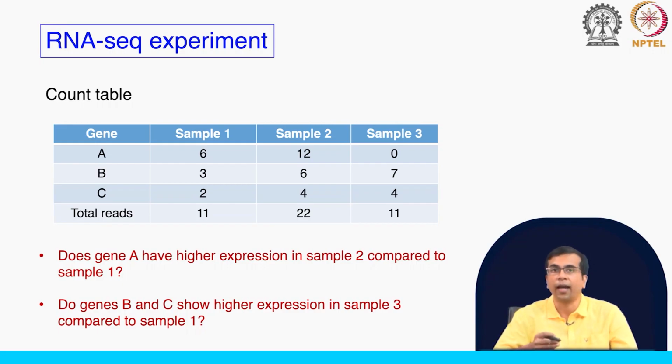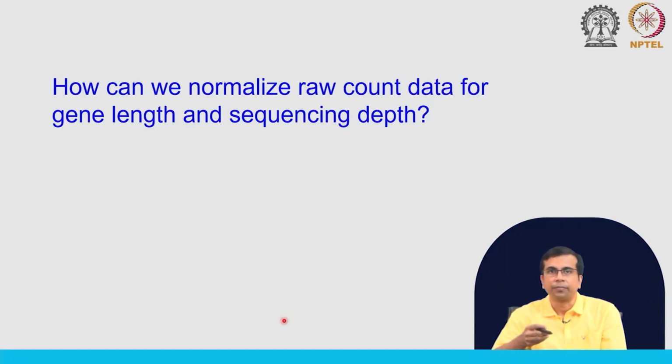So, two questions that I introduced in the last class. Does gene A have higher expression in sample 2 compared to sample 1? This is again dependent on a lot of factors which we will analyze today, and we will see if we can answer this question in this class. And then we have the second question: do genes B and C show lower expression in sample 3 compared to sample 1? Again we will see if we can answer that question in this class, or maybe in the next class we will have more sophisticated tools which you can utilize to answer this question.